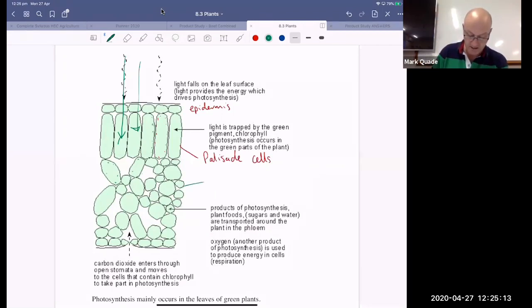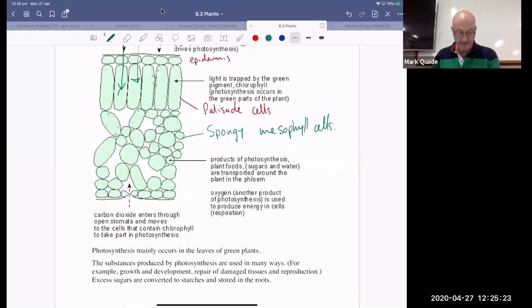So these are the spongy mesophyll cells. Throughout the leaf, we also have vascular bundles. So vascular bundles, again, are for transport. So we have xylem transporting water up out of the roots, and then we have phloem transporting any products of photosynthesis back through to the rest of the plant wherever it's needed.